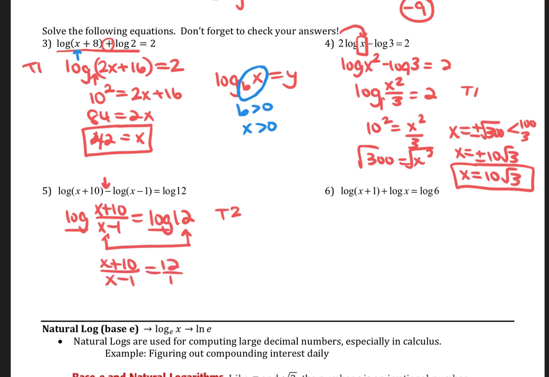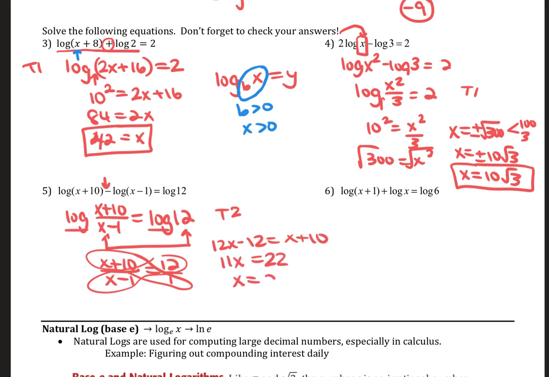12 is 12 over 1, so we can do some cross multiplying to get rid of my fractions. So 12x minus 12 equals x plus 10. Subtracting x and adding 10, we get x equals 2. Plug it back in. 2 plus 10 is 12, that's positive, good. And 2 minus 1 is positive 1, that's good. So I can go ahead and circle my answer.